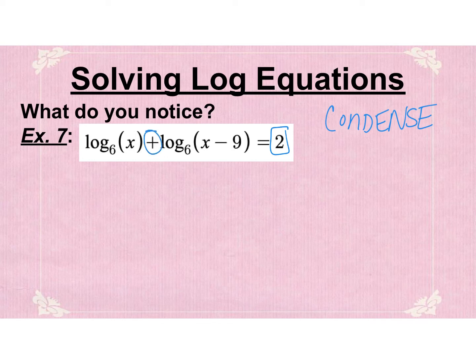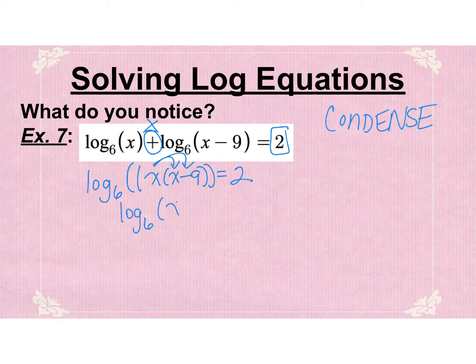So remember, addition turns into multiplication. So this is going to become log base 6. I'm going to do parentheses, parentheses, because it's going to become a distributive inside. So it's x times x minus 9 equals 2. I'm going to distribute that. So I get log base 6 of x squared minus 9x equals 2. So now we've gotten it so it's one log word.